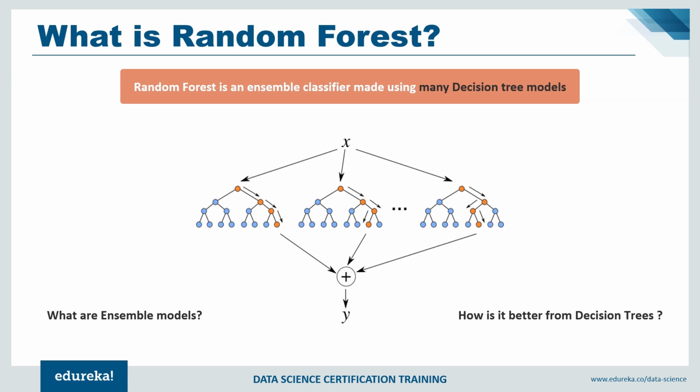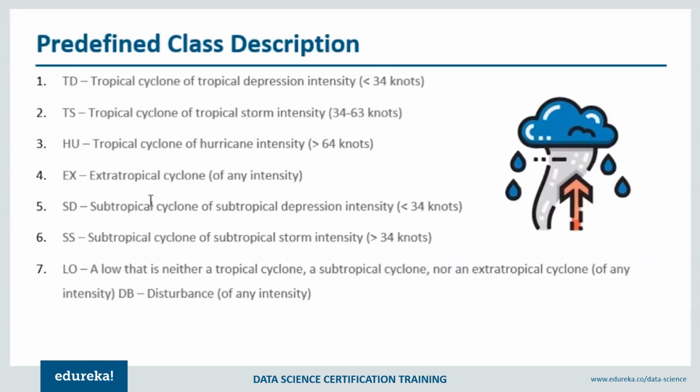We have the data about hurricanes and typhoons from 1851 to 2014, and the data comprises the location, wind, and pressure of tropical cyclones in the Pacific Ocean. Based on the data, we have to classify the storms into hurricanes, typhoons, and the subcategories as per the predefined classes. The predefined classes are TD, tropical cyclone of tropical depression intensity, which is less than 34 knots. If it's between 34 to 63 knots, it's TS. Greater than 64 knots, it's HU, which is hurricane intensity. EX is extratropical cyclone. ST is less than 34, a subtropical cyclone or subtropical depression. SS is greater than 34, which is a subtropical cyclone of subtropical storm intensity.